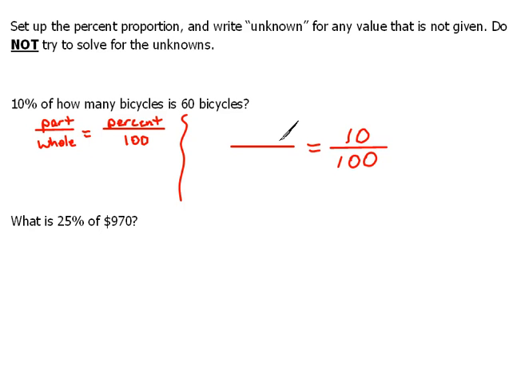Now we have to figure out what is the part and what is the whole. So when it says of how many bicycles is 60, we need to know, is 60 the entire amount of bicycles, or is it a portion of the amount of bicycles? So if we go back and read this again, 10% of how many bicycles is 60. Well, that's telling us that 60 is a portion of how many bicycles. So 60 is our part, and the whole is what we don't know.